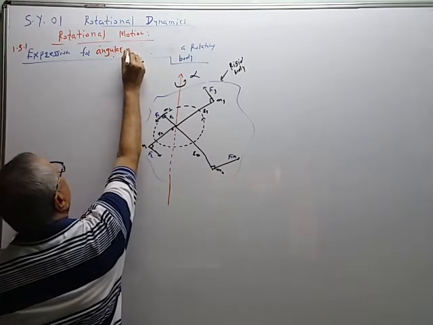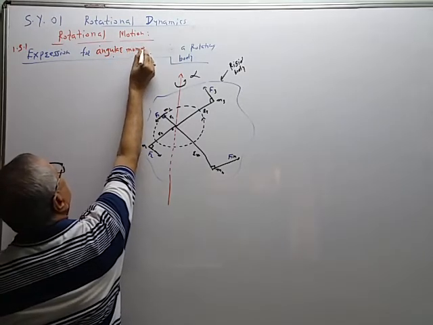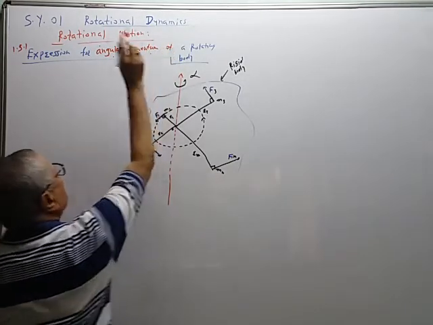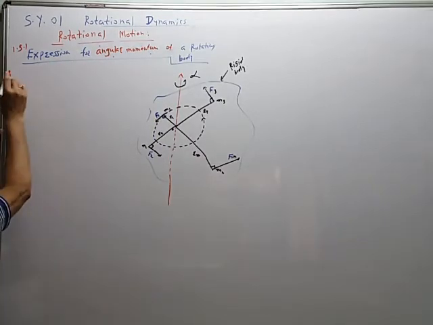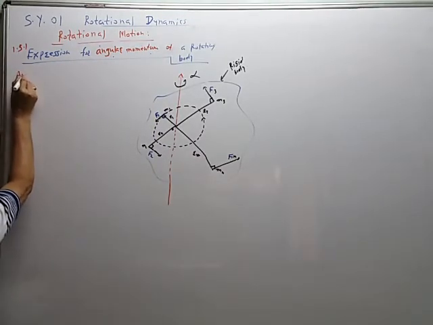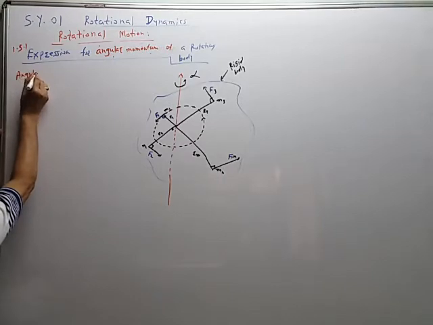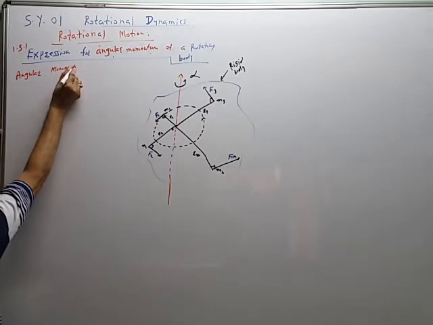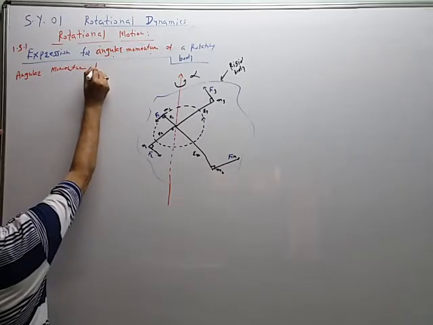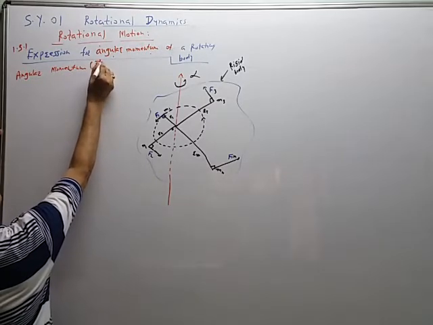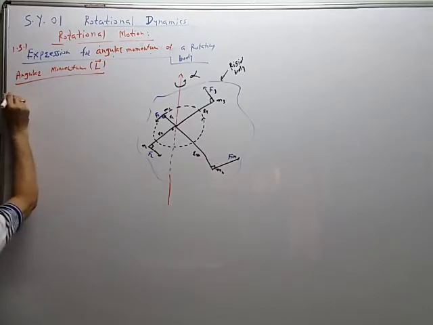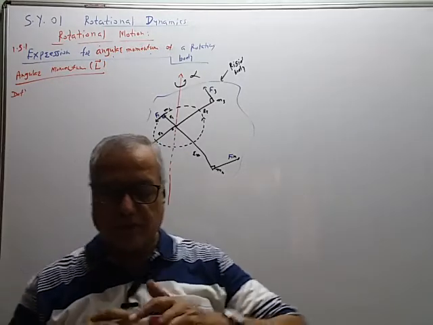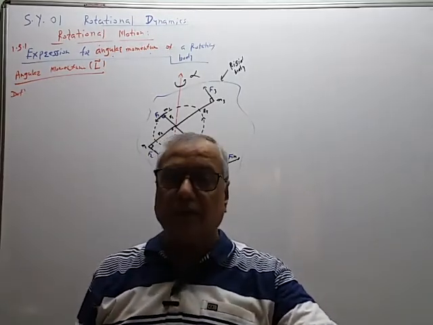angular momentum of a rotating body. So let us see the meaning of angular momentum. Angular momentum is denoted by L. It is also a vector quantity. Definition of angular momentum. Actually, we have seen this quantity last year also.